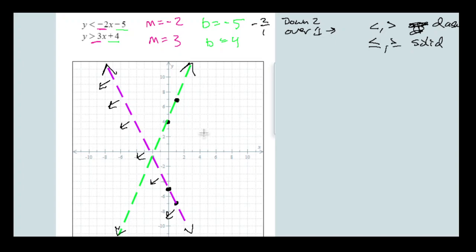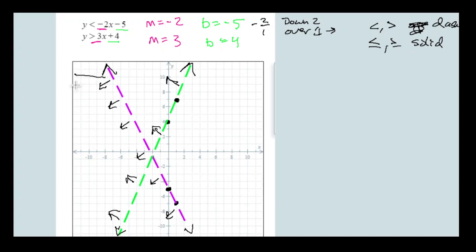And then for the shading for this one, this says y is greater than 3x plus 4. So that means that it's everything above this line. So we're going to go here, here, here, here. And so now what you want is to see where these shaded regions overlap. Well, if this whole thing's here and this whole thing's here, the only area they overlap is this V here to the left.